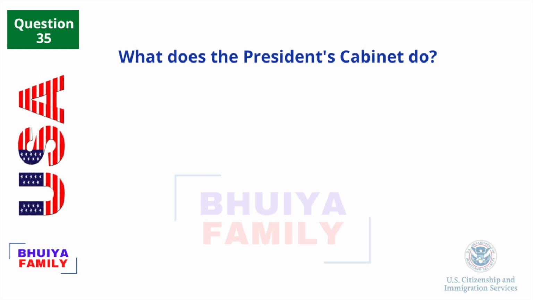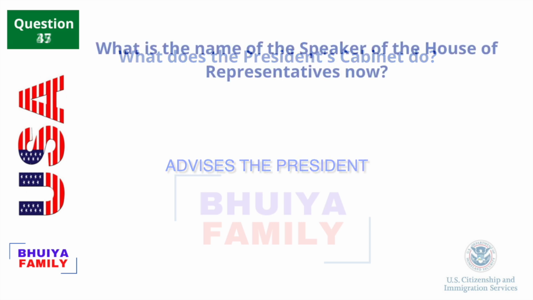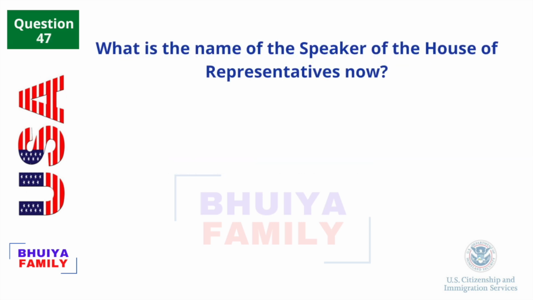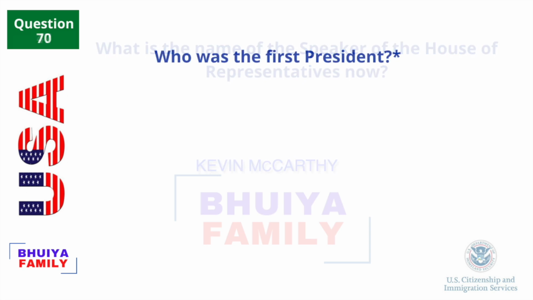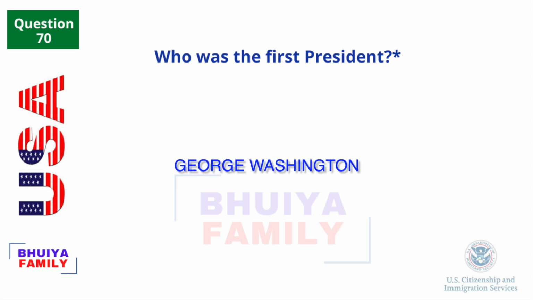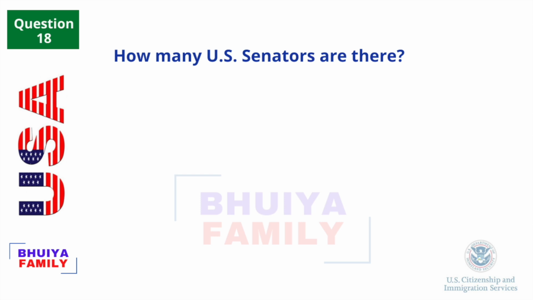What does the president's cabinet do? Advises the president. What is the name of the Speaker of the House of Representatives now? Kevin McCarthy. Who was the first president? George Washington. How many US senators are there? 100.